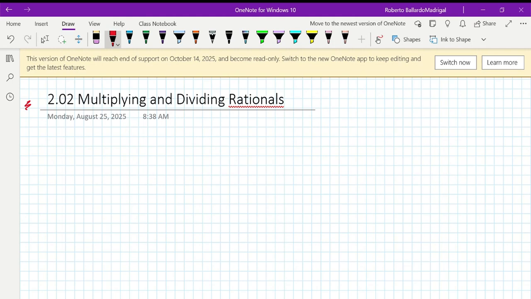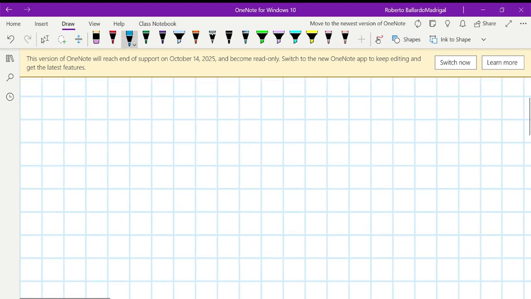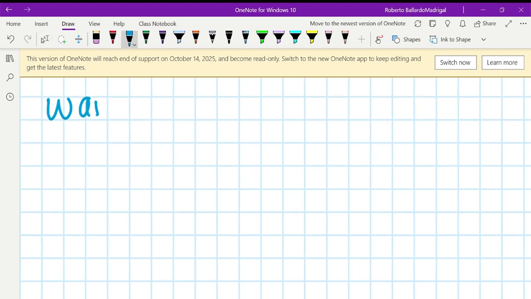All right, everybody, go ahead and title your notes: Multiplying and dividing rationals, or rational expressions. Please go ahead and begin with the following warm-up. Go ahead and do the following, please.